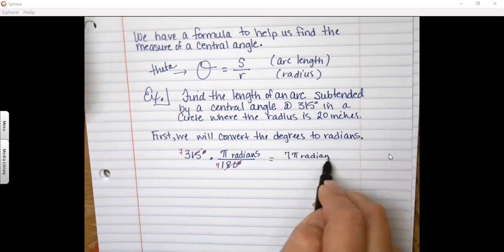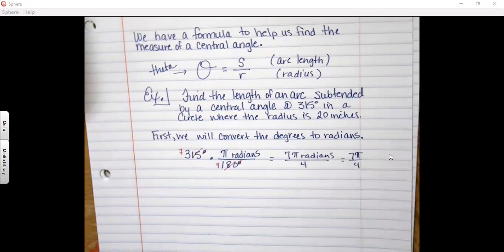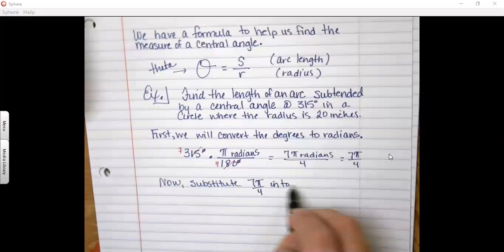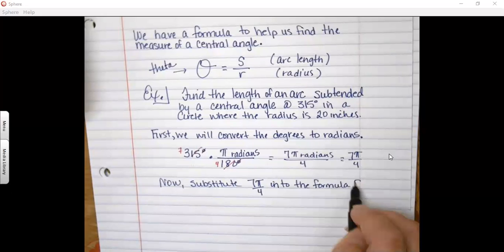So now we're going to substitute 7/4 pi into the formula they gave us above for theta, because that is my angle measure in radians. So we know that the formula is theta equals the arc length divided by the radius.